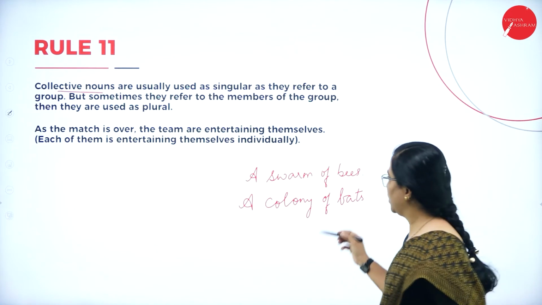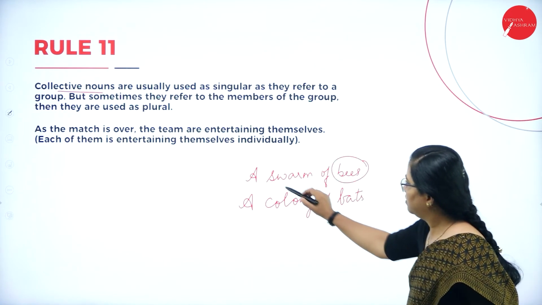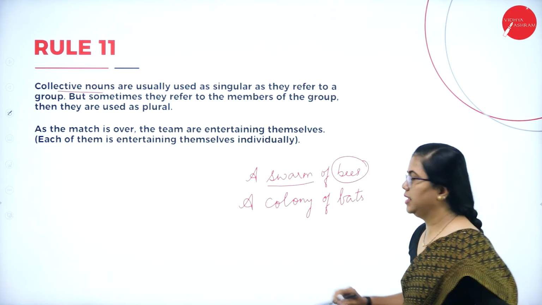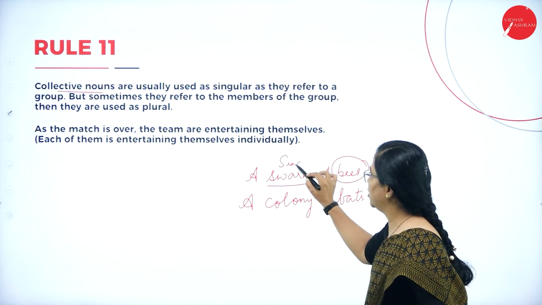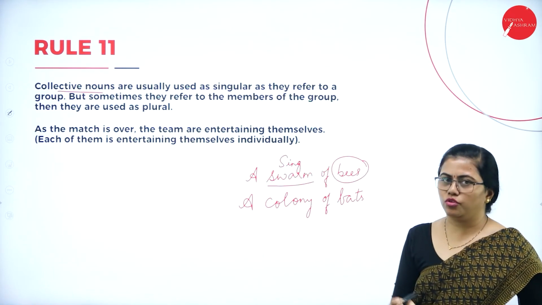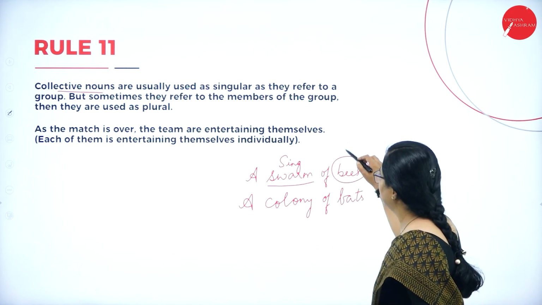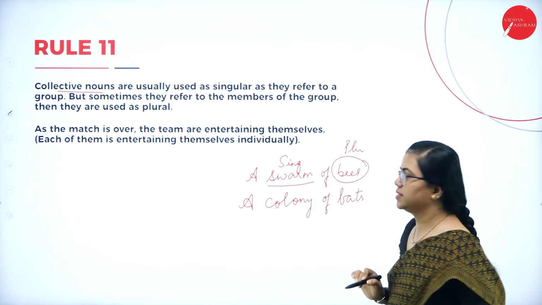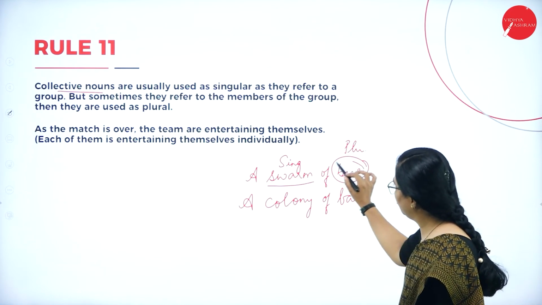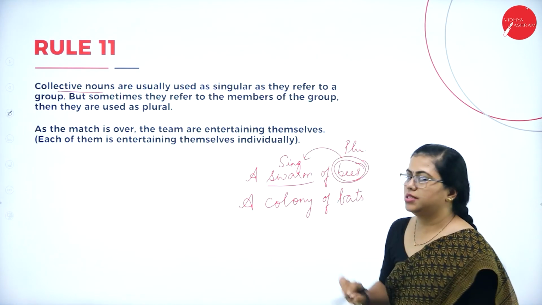Here you can see the plural noun, but the collective noun should be singular. You don't say swarms of bees, a swarm of bees. So the collective noun is singular, and the noun after it is plural, because it's a collection of many nouns which become singular.